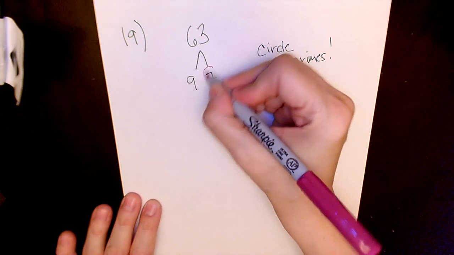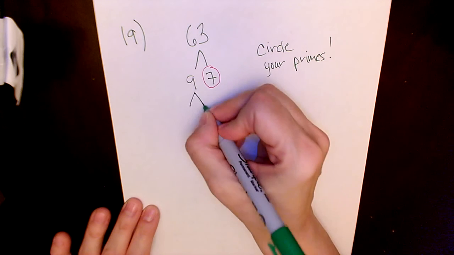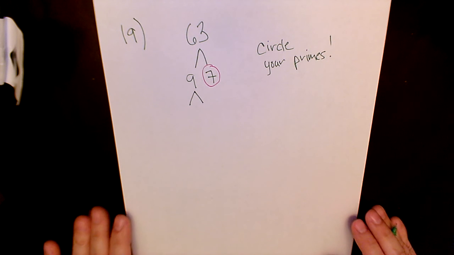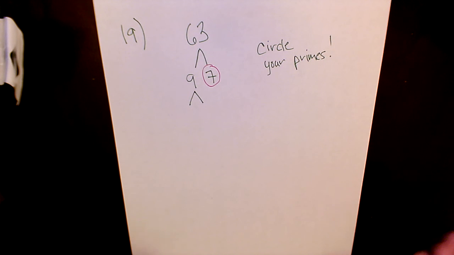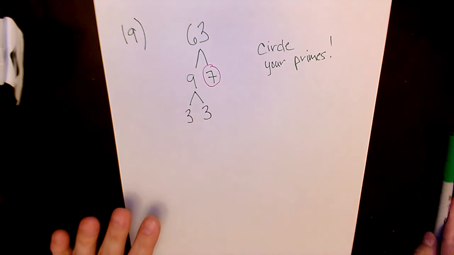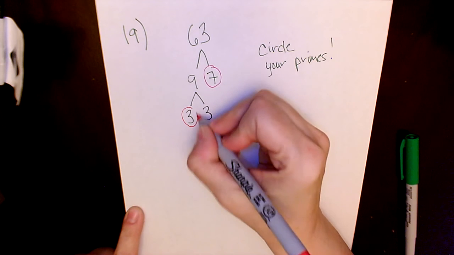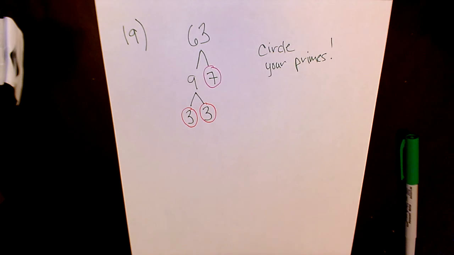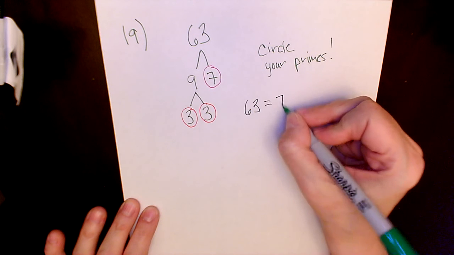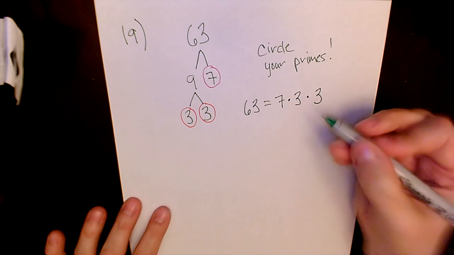So 7 is prime, right? So I'm going to circle 7. So the branch stops there. But 9, I can break 9 down. And remember, we can't use 1 times 9, can't use 1 for the factor tree. So the only other one is 3 times 3. And is 3 prime? Yes. And the tree stops there. I have nowhere else to go. So my answer is 7 times 3 times 3.